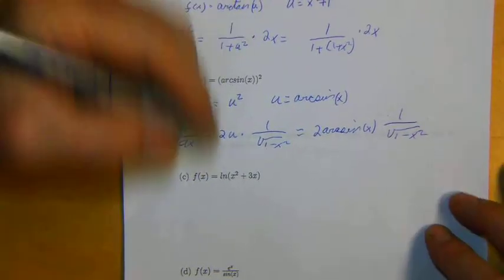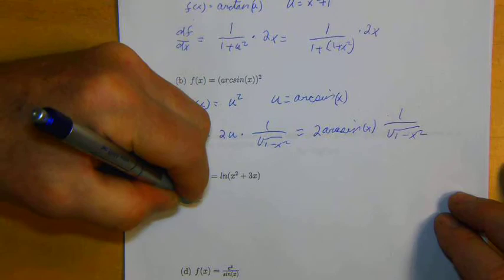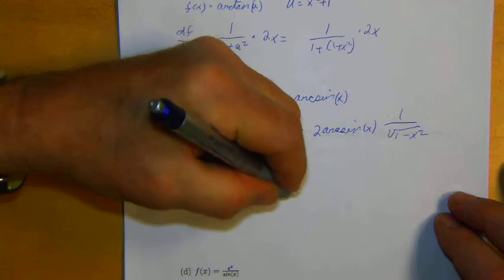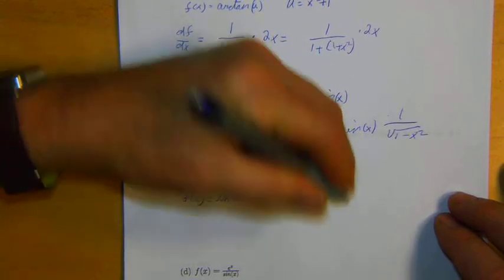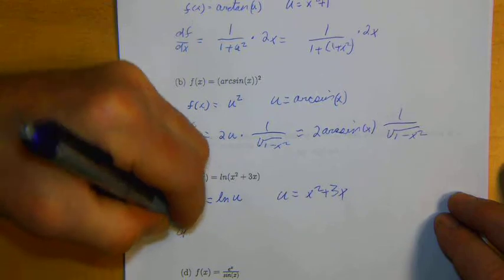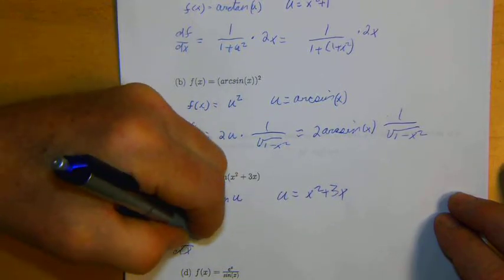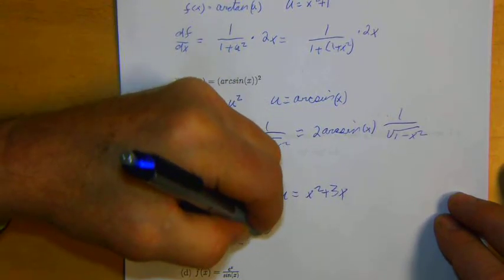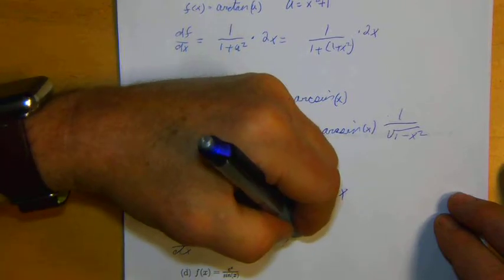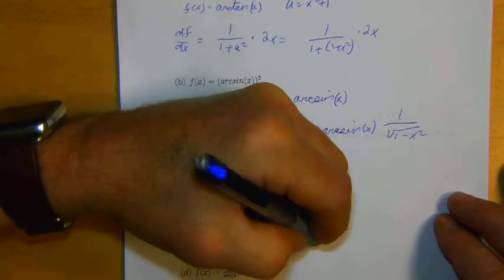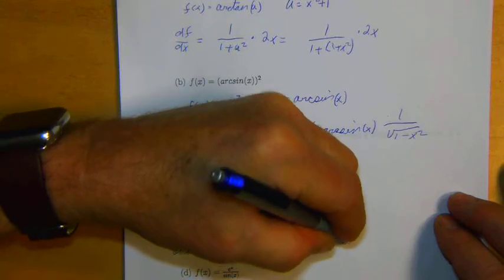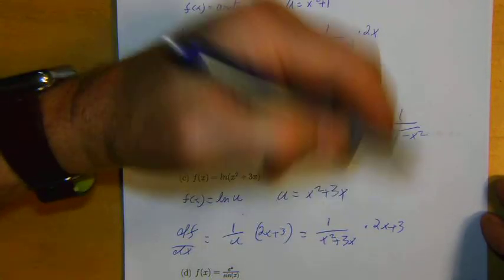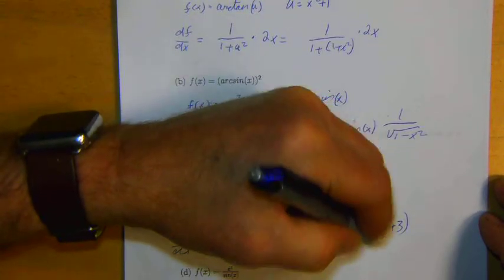Okay? Here, f of x is log u, where u is x squared plus 3x. So df du is 1 over u. du dx is 2x plus 3. Don't forget it. Substitute for u, you get 1 over x squared plus 3x times 2x plus 3. And I would just leave it like that. Put the 2x plus 3 on top, but I wouldn't even bother to do that. I just put a bracket there.